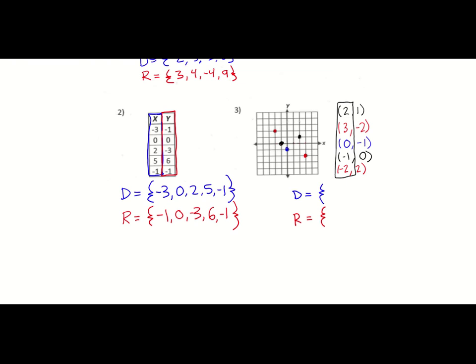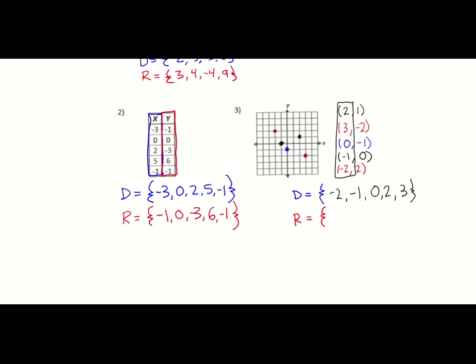And so when I write these down in my domain, I actually want to put them in order from smallest to largest. So if I look for my smallest x value, my smallest one is the most negative, which is a -2. And then after -2, I have -1, 0. And then my next smallest is a 2. And then 3 is my biggest x value. So that is my domain.